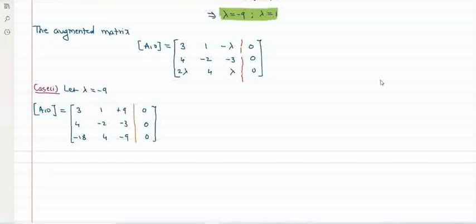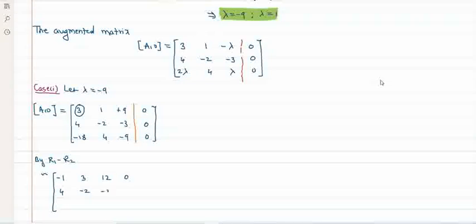Fatafat, tell me the transformations. What are you going to do? I will perform R1 minus R2. I will try to obtain this element as a 1 or minus 1 by R1 minus R2. So the new equivalent matrix: 3 minus 4 is minus 1, 1 minus minus 2 is plus 3, minus 9 and plus 3 is minus 12 equal to 0. Now remaining rows as they are: 4, minus 2, minus 3, 0, minus 18, 4, minus 9 and 0.